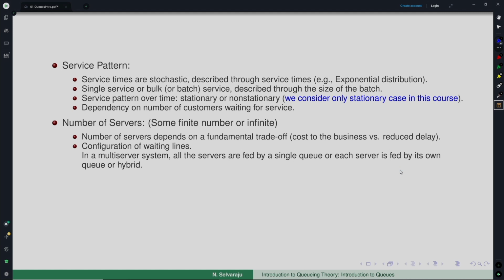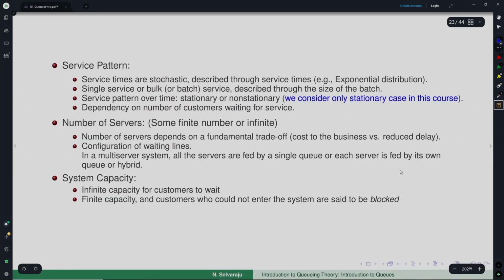Okay. So, this is the third component of the description of a queuing system. The fourth one is the system capacity. System capacity means how many customers can be there in the system at any point of time. When we talk about the system, as we already pointed out, it consists of the queue plus the ones who are in service, the ones who are waiting for the service and the ones who are in the service. This is what we call the whole system.